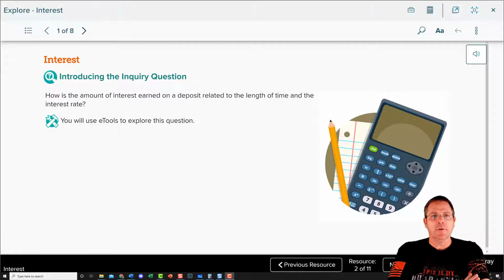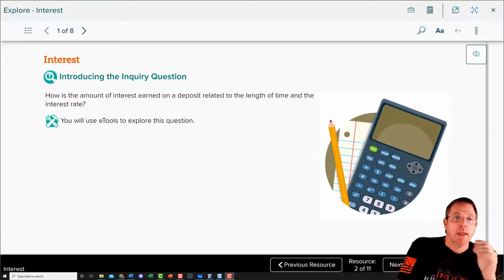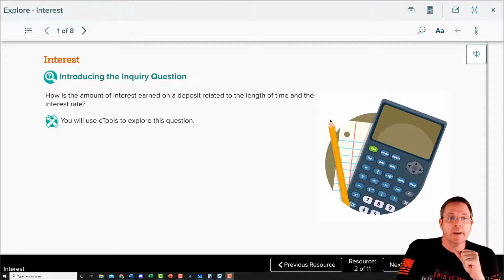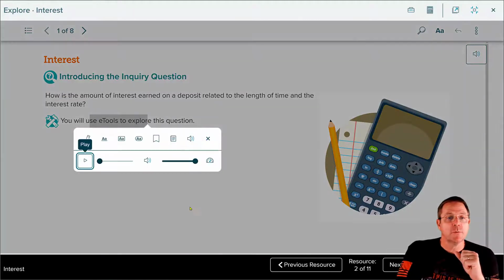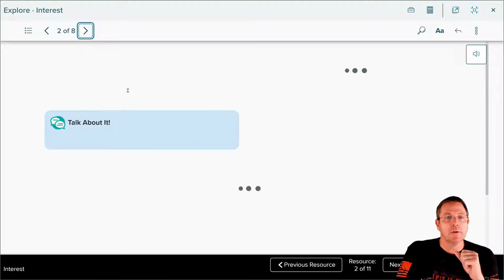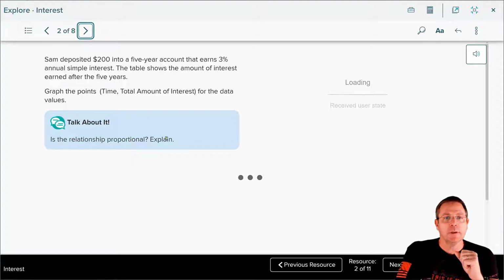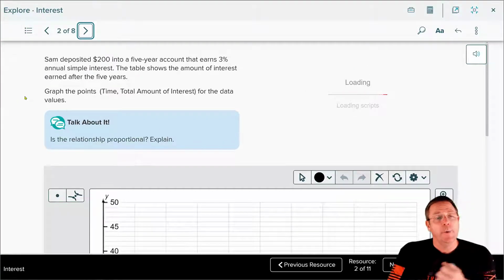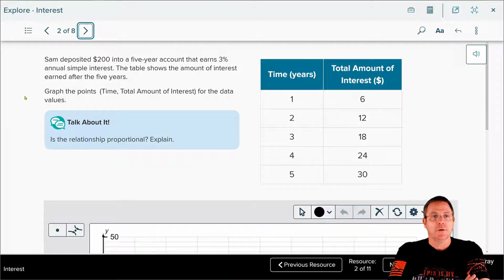How is the amount of interest earned on a deposit related to the length of time and the interest rate? All those three things combined come together, and you're going to use some pretty cool e-tools to explore this question. So let's see what it's going to look like. Sam deposited $200 into a 5-year account that earns 3% annual simple interest rate.